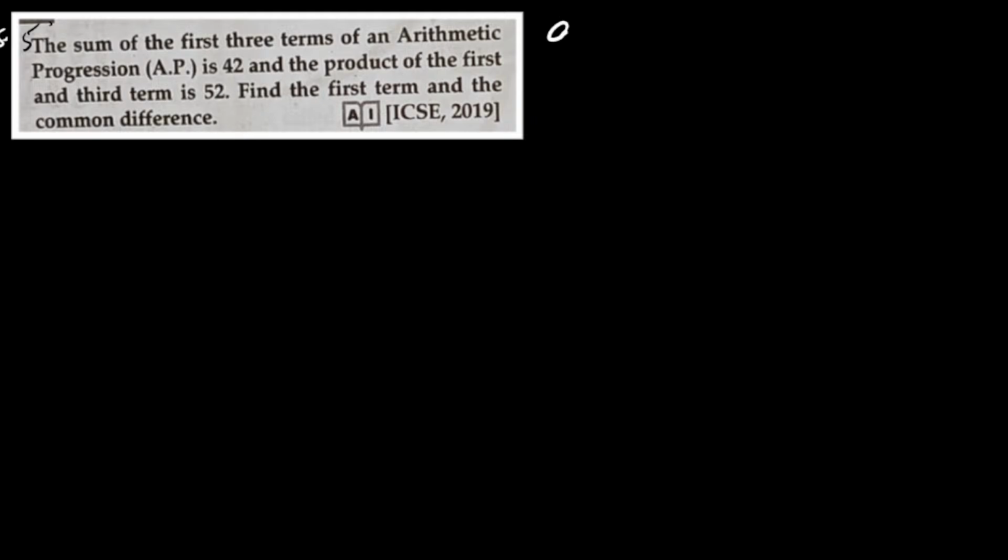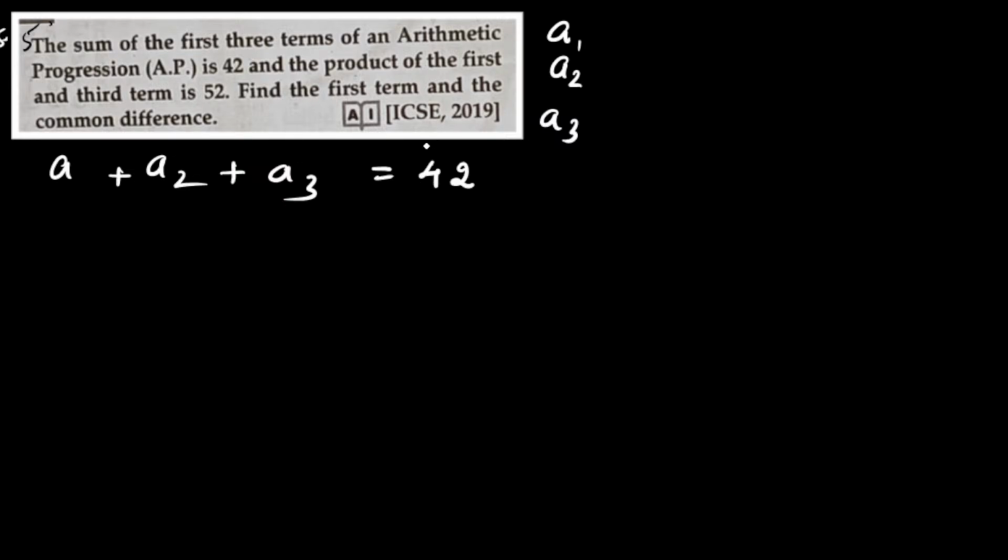The first term we'll write as A, the second term as A2, and the third term as A3. So A you can write as A1. So here the sum is given to us as A1 plus A2 plus A3. Let us write A only. So their sum is equal to 42.